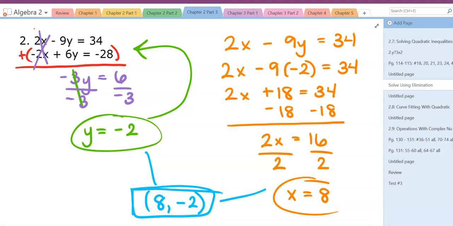Alright, and that's where I'm going to end this video at. We are going to get started next with solving a system of equations that has 3 variables. So we're just going to practice a little bit more today with these 2 variable equations.